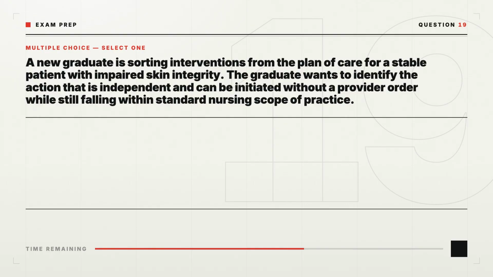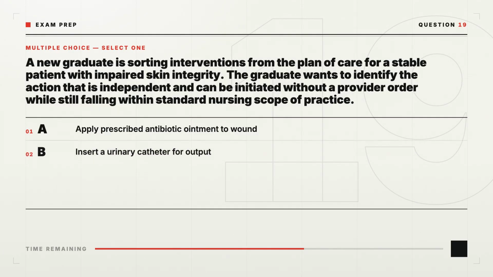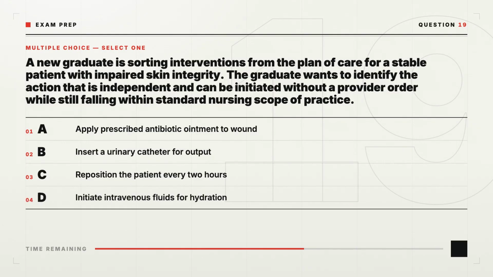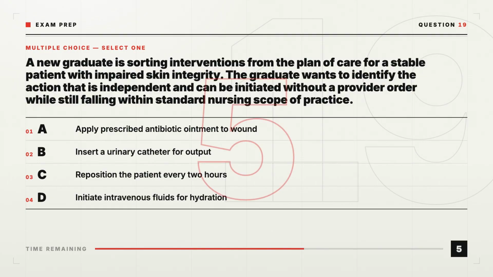Your options are: A. Apply prescribed antibiotic ointment to wound. B. Insert a urinary catheter for output. C. Reposition the patient every 2 hours. D. Initiate intravenous fluids for hydration. Before I reveal it, which one do you think is right?